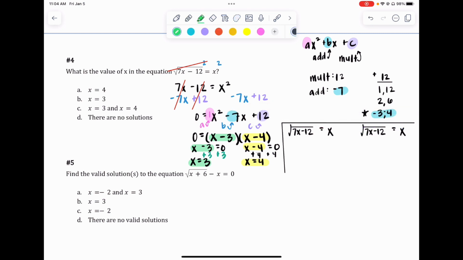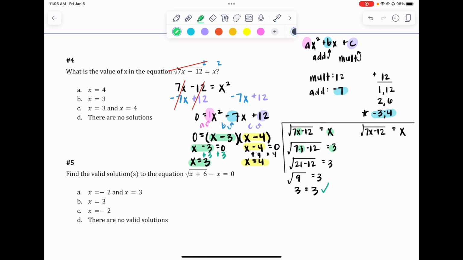Okay, so for the first one, I'll check x equals 3, so I'll put a 3 in both of those x's. So it'll be the square root of 7 times 3 minus 12 equals 3. So 7 times 3 is 21, minus 12. The square root of 21 minus 12, so 21 minus 12 is 9, equals 3, and then the square root of 9 is 3. So we end up with 3 equals 3. So that one works, that's okay.